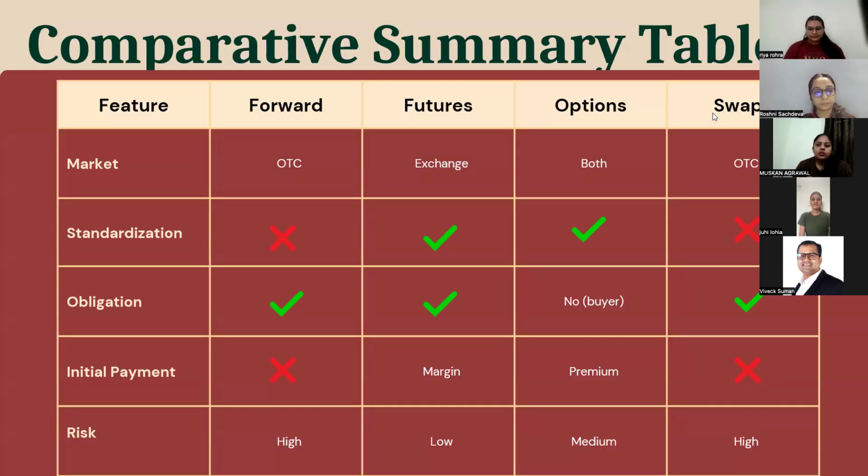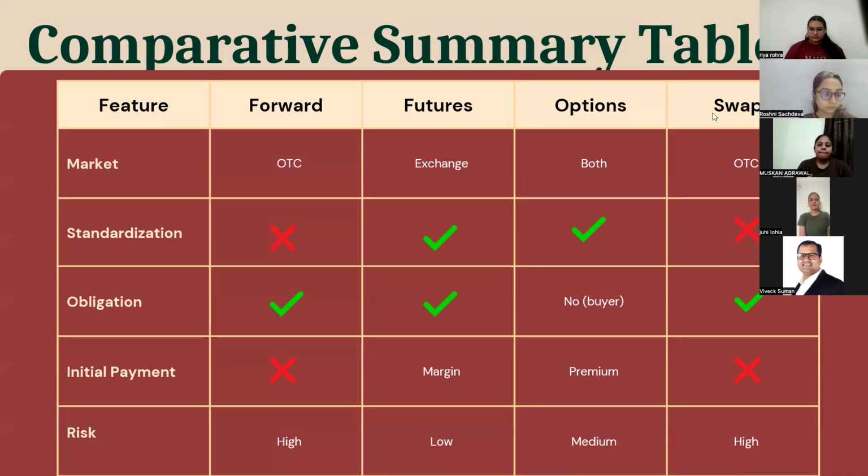Comparative summary table means key differences. First, forward contract: a customized agreement between two parties, no standard format or central exchange, high counterparty risk and no upfront payment. Second is futures contract: a standard contract traded on an exchange, requires margin money to safeguard against defaults, lower risk due to regulation and a clearing house.